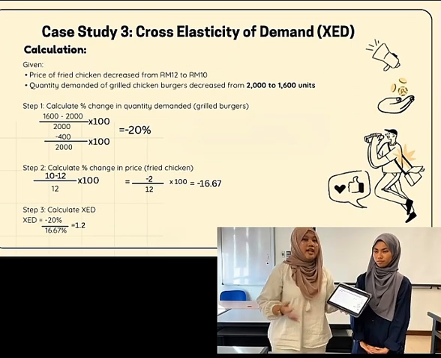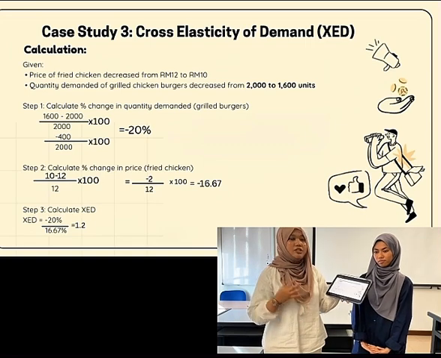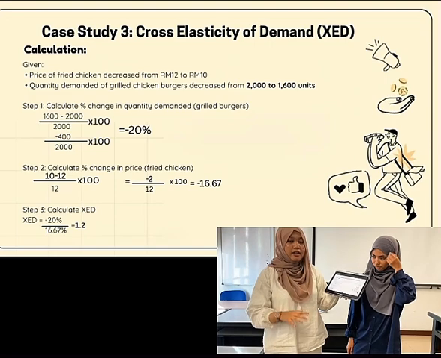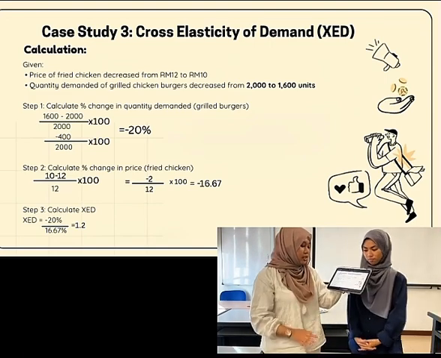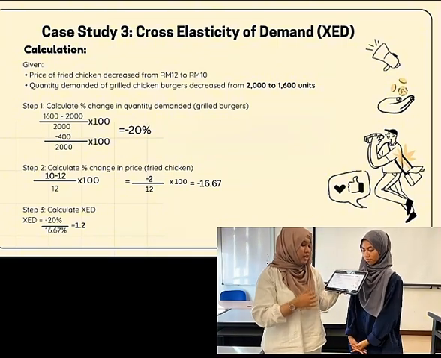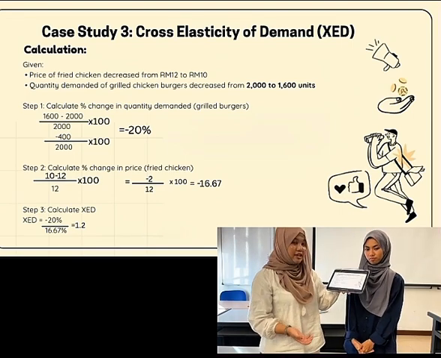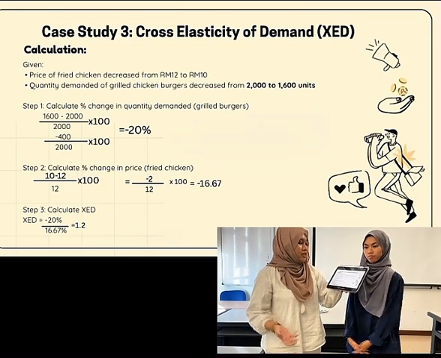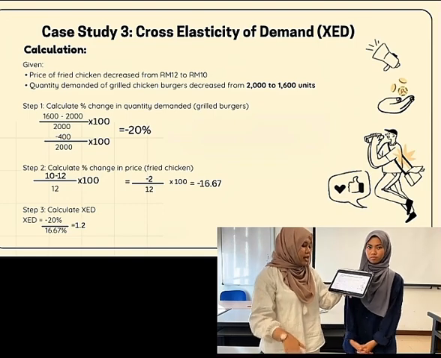And after that step 2 is calculate percent change in price, which is for the fried chicken, and then you have to calculate 10 minus 12 divided by 12 and then times 100. And after that you will get negative 2 divided by 12 and times 100, so you will get negative 16.67.